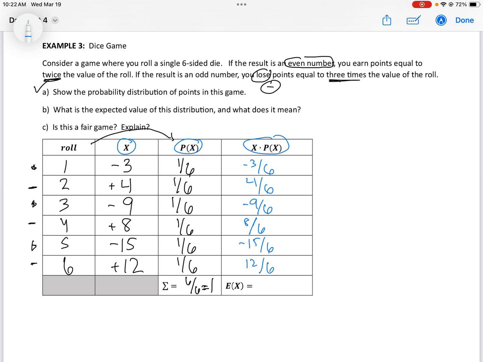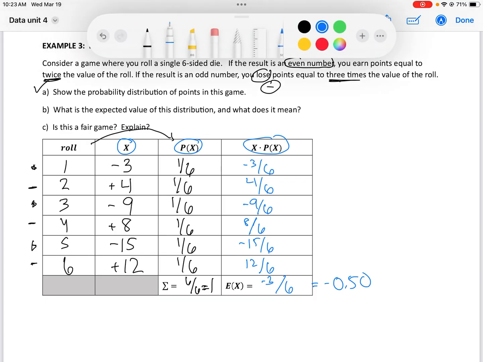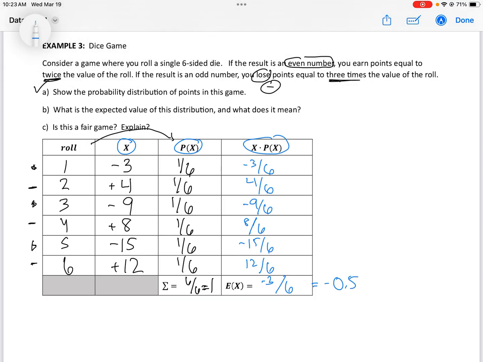I tend to not reduce any of these because I want to simply add or subtract the numerators. Because we know that with the common denominator 6, we can just work with the numerators. So I get negative 3 over 6, which is negative 0.50, or negative 0.5. We don't actually need the extra 0 there because it's not money.